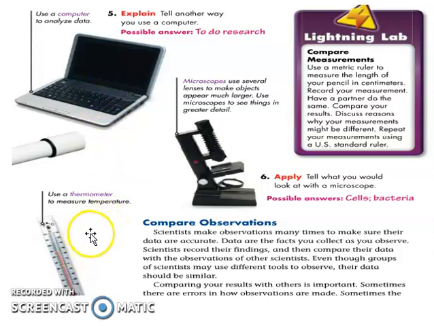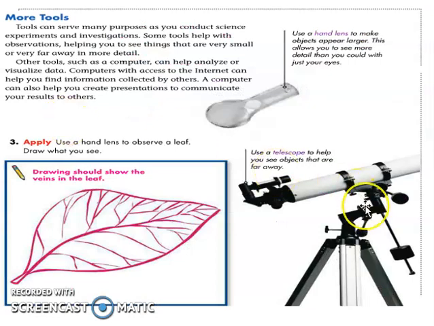Another device to know if an object is hot or cold is a thermometer. I forgot some devices too. Okay, this device is called a telescope. A telescope will help you to see objects that are very far away. Examples of objects that are very far away from us are mountains, the stars, the moon, and the other planets. Okay?